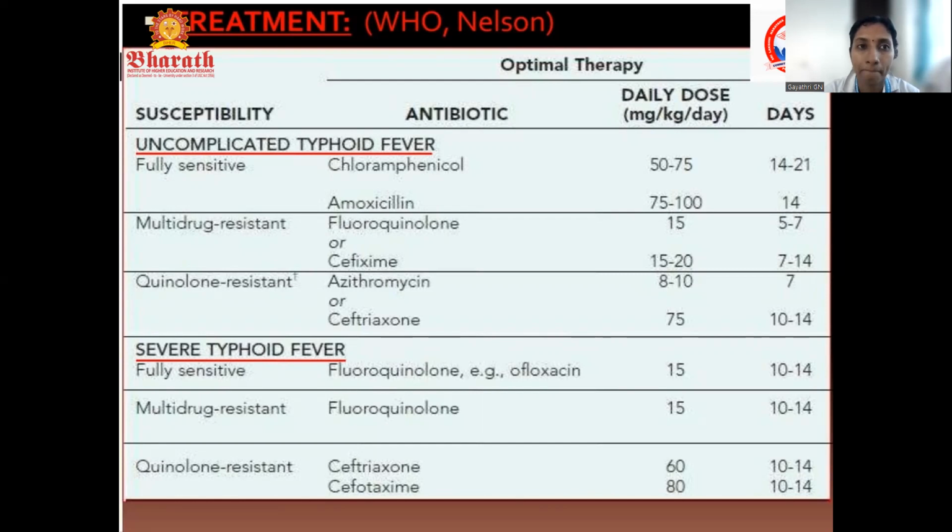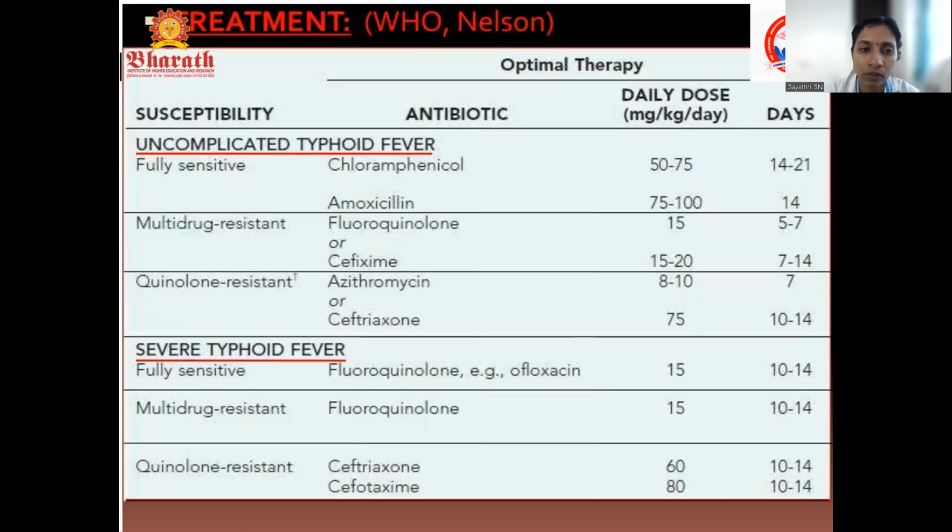Usually the dose is 10 mg for the first day and 5 mg per kg per day for the remaining 5 days and all. Here it is 10 mg per kg per day for all the days, for 7 days. Ceftriaxone is IV 75 mg per kg per day for 14 days. In severe typhoid fever, again if it is fully sensitive, you can go for ofloxacin for 10 days. Multi-drug resistant, again you can still try a fluoroquinolone IV. And quinolone resistant, you have only cefotaxime or ceftriaxone. This is the antibiotic of choice.